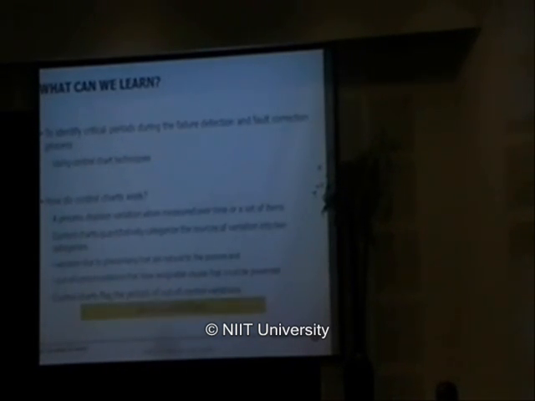So first thing I'm going to talk about is the control charts. We use the control charts first to identify periods where the failure detection and failure correction are within some control limits. Because you expect some variation, which is normal, like random variation. But you want to know if the variation is outside of the control. That's what we use this for, to identify periods that were outside the control limits.